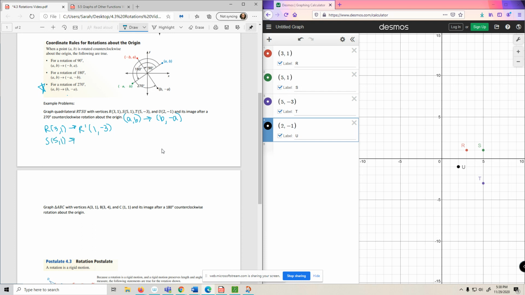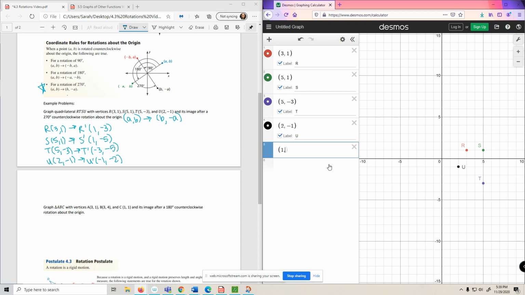S (5, 1) is going to turn into S prime (1, negative 5). T (5, negative 3) turns into T prime (negative 3, negative 5). And then U (2, negative 1) turns into U prime (negative 1, negative 2). So all those x coordinates started off as being positive. When they became y coordinates, we made them negative because of our rule here. Now let's see what that looks like in Desmos. So plot those points, label them. Since this is our image, they're going to be with primes. So that first one is R prime.